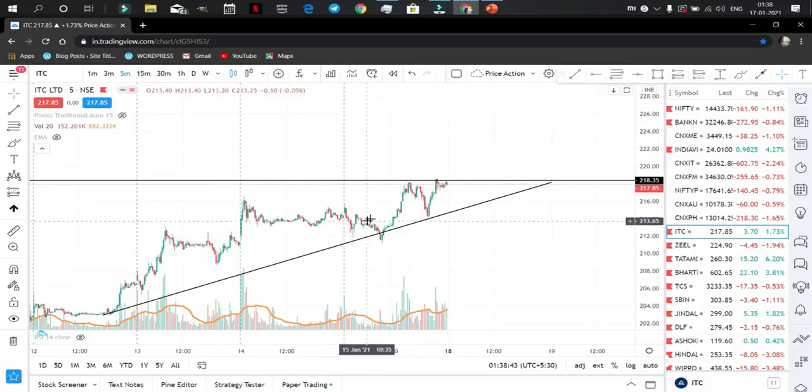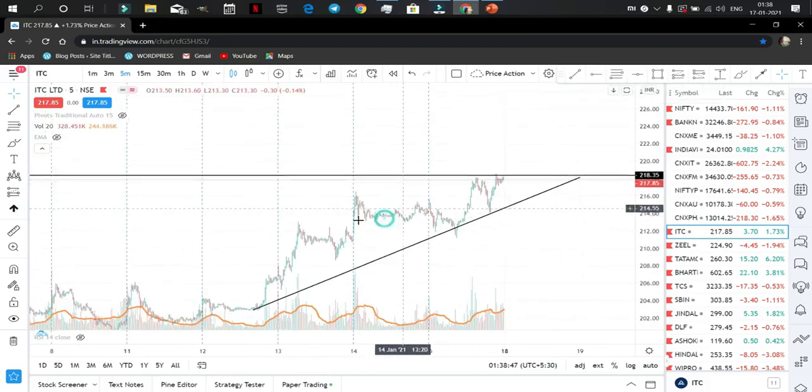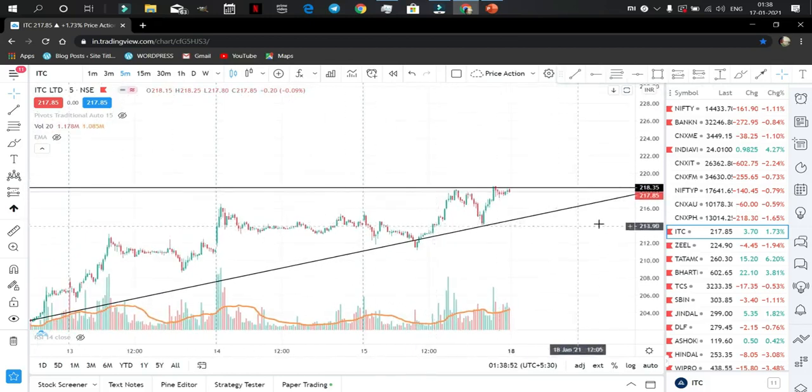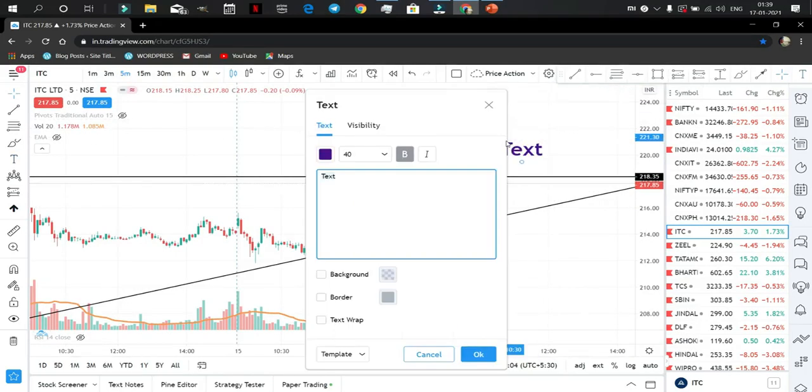So this is the 5-minute chart of ITC, and this is the major resistance that I was talking about, and the stock has been going up significantly over the last few days, and you can see that there has been an attempt at a breakout, and if there's positive momentum on Monday, we can expect a breakout in ITC.